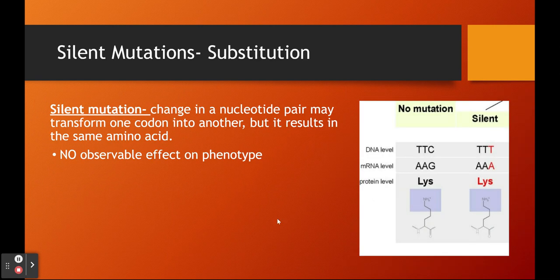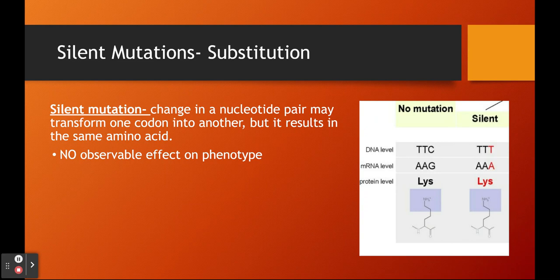Okay, so silent mutations are a type of substitution. There's going to be a change in a nucleotide. In this example, the left side is no mutation. It's the normal. You should have a lysine. But in a silent mutation, you're going to change one nucleotide. You're going to change that C to a T. And when you get to mRNA, you get AAA instead of AAG. The thing about silent mutations is, yeah, we had a change. However, you still get lysine. So you have the exact same amino acid.